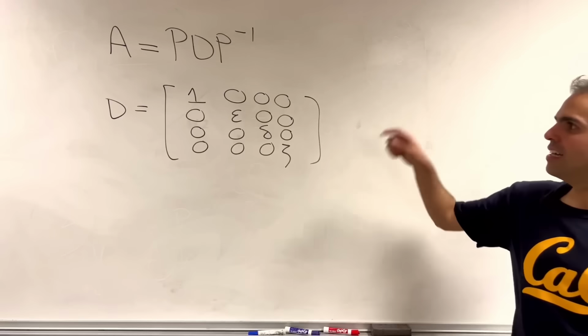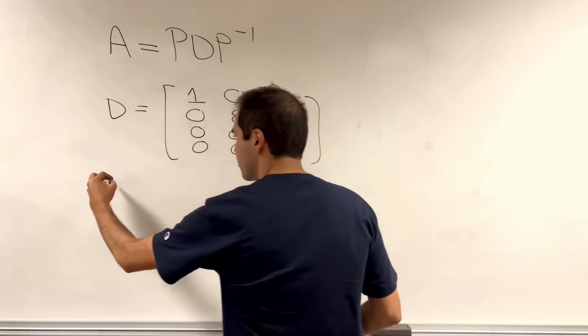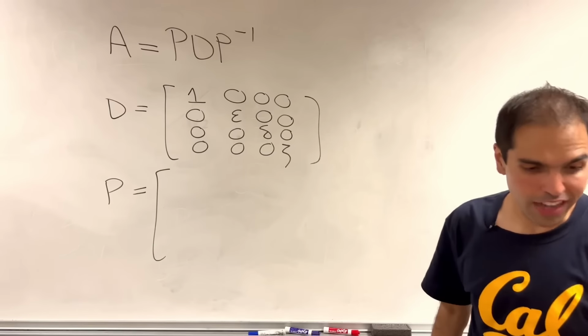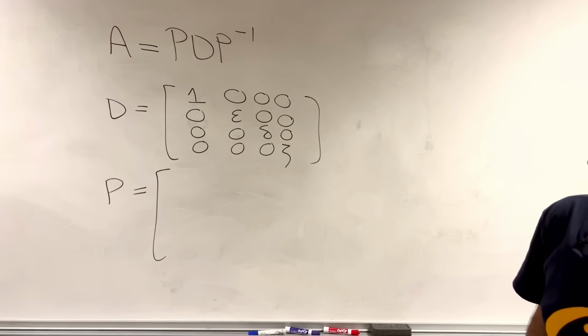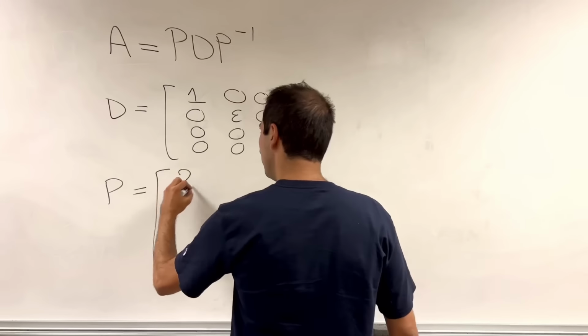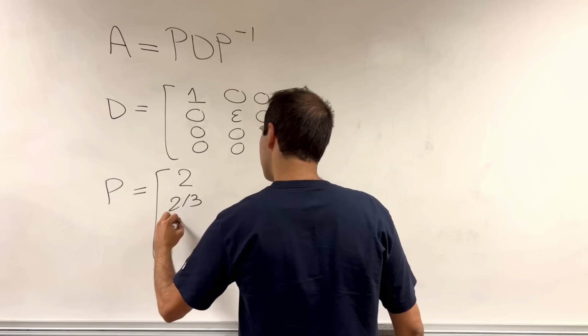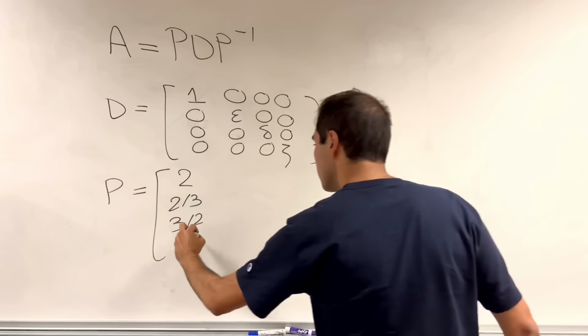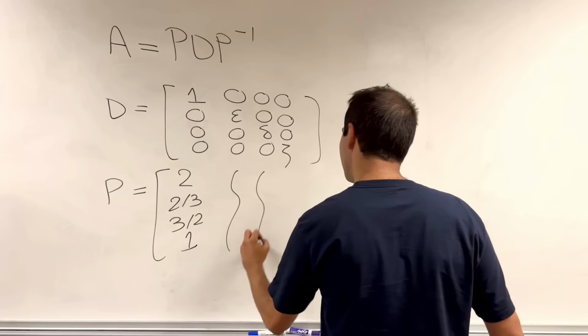Okay. And for P, we have the following. So again, only the first eigenvector matters. You'll see why. And I think we get 2/3, 3/2, and I believe 1. And the rest, we don't really care.